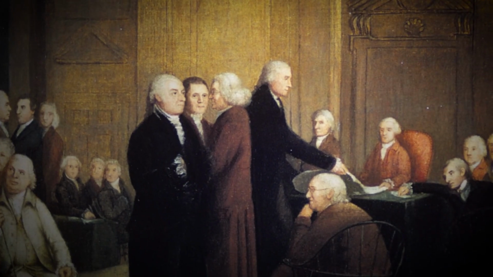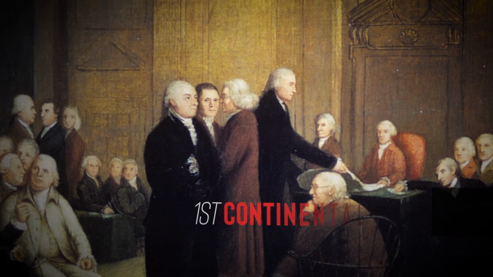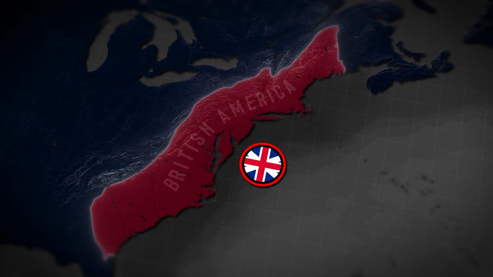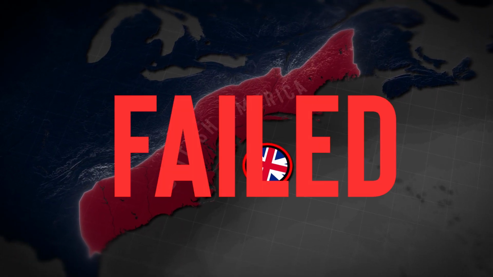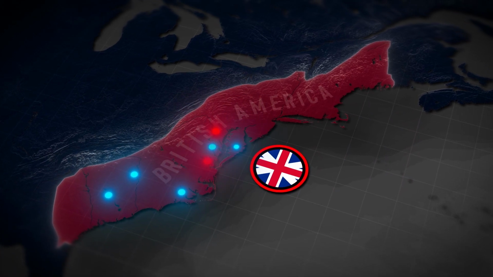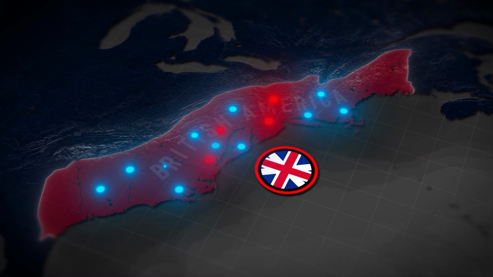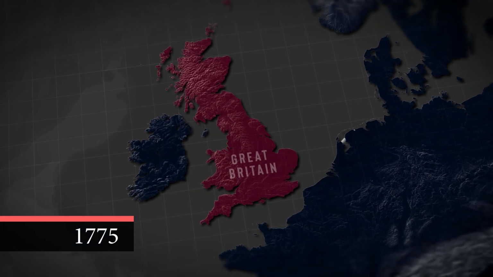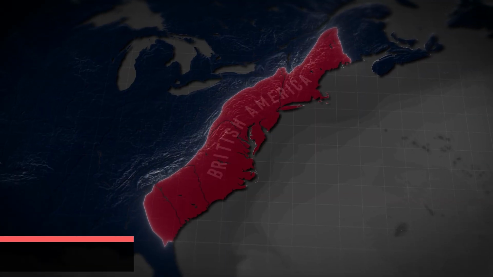Colonial leaders from the 13 colonies convened the First Continental Congress later that year to address grievances, but efforts to find a peaceful resolution failed. By 1775, the stage was set for armed conflict as the colonies increasingly moved toward independence. By 1775, tensions between Britain and its American colonies reached a breaking point.